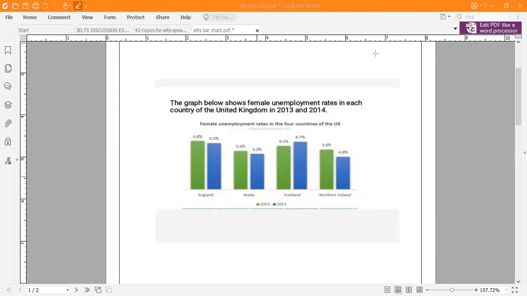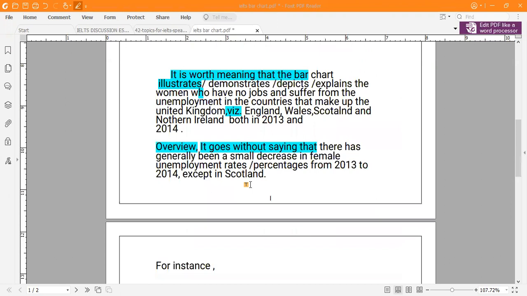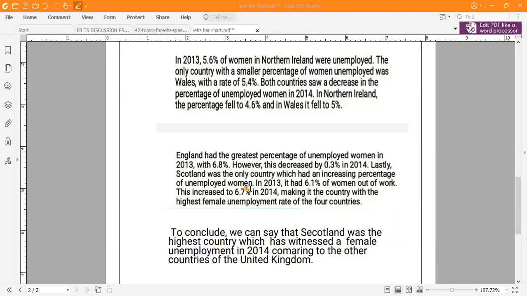The conclusion actually, it depends sometimes. If you don't want to add it, that's fine. But actually, if you want to increase the words, you can add the conclusion. The conclusion actually, you might restate the overview. So we can say, to conclude, that Scotland was the highest country which has witnessed female unemployment in 2014, compared to the other countries of the United Kingdom. This is like the overview, but in other words. You try to change it.